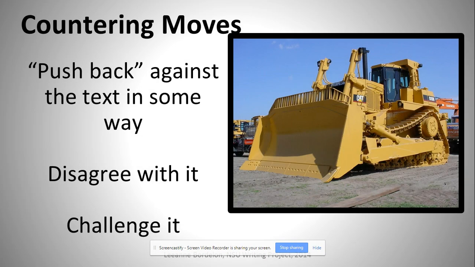So the countering move is represented by the bulldozer, who you might see on the side of the highway. It's scooping up material, it's pushing back against the earth. And this is what you do in your argument essay. You push back against one side.